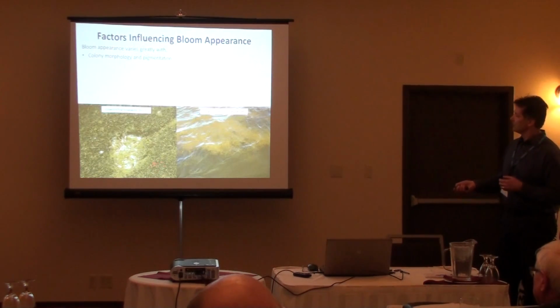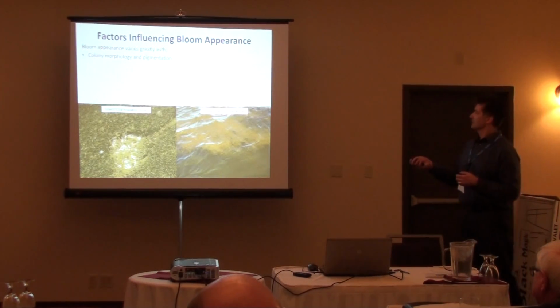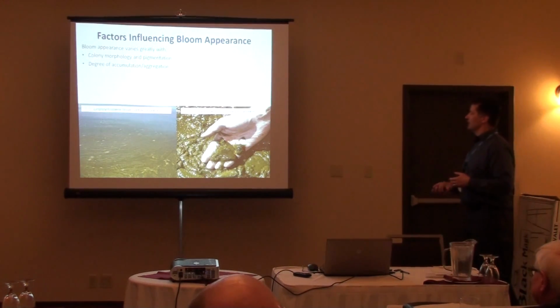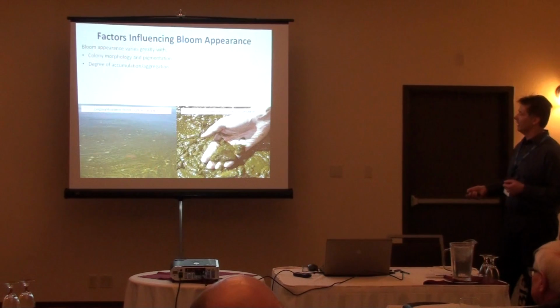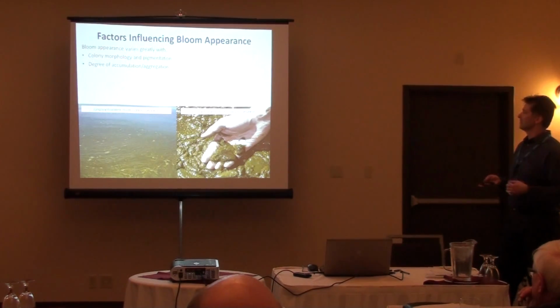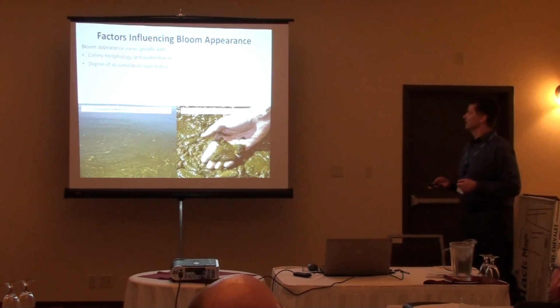Anabaena is the green particle, so we have to look at colony morphology and pigmentation. These are the photosynthetic pigments I'm referring to. We have to look at degree of accumulation and aggregation. This is Pigeon Lake in '06, real light, wispy, mild. Well, there's quite a bit of biomass there, but it's not a thick, muddy bloom. Here's that mid-lake Lyngbya and Anabaena dominated bloom in the mat. So, how much accumulation or aggregation of the colonies.